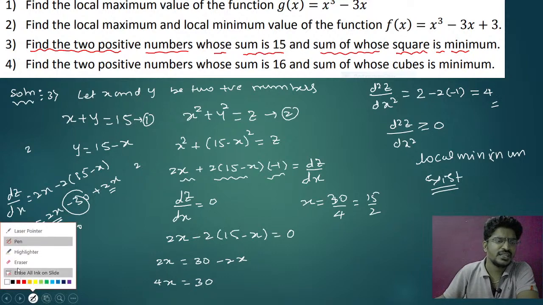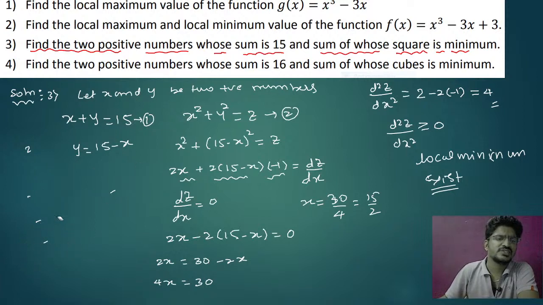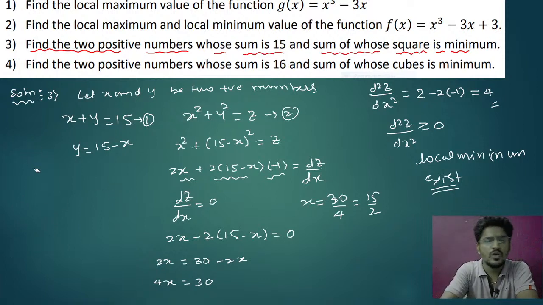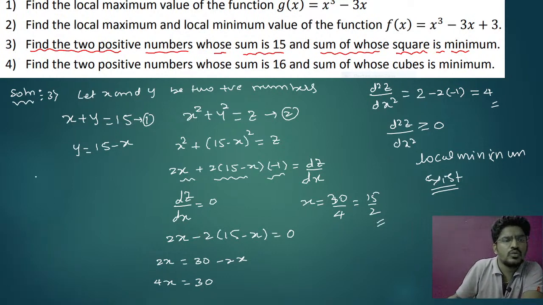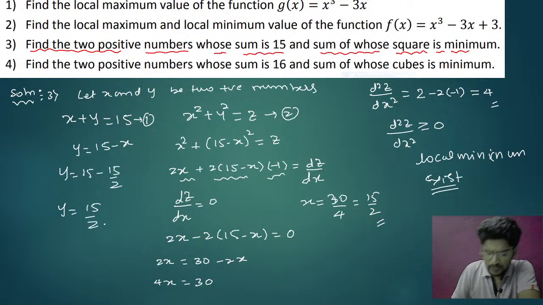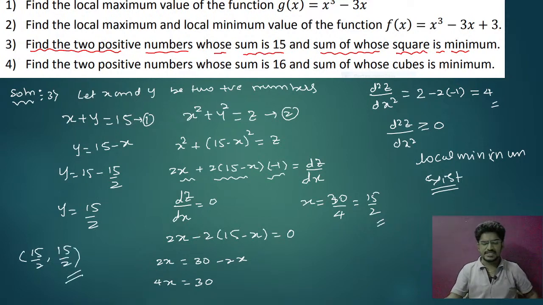I have explained that second derivative one more time because you may get confused. No problem. So d square z by dx square is 4, that is greater than or equal to 0, local minimum exists at 15 by 2. Now y equal to how much? 15 minus 15 by 2. y will also be equal to 15 by 2. Therefore, your required answer is 15 by 2 comma 15 by 2. So this is your value for x and y.